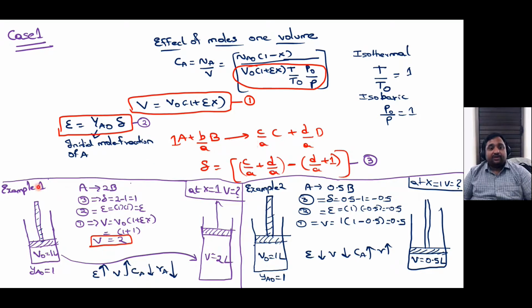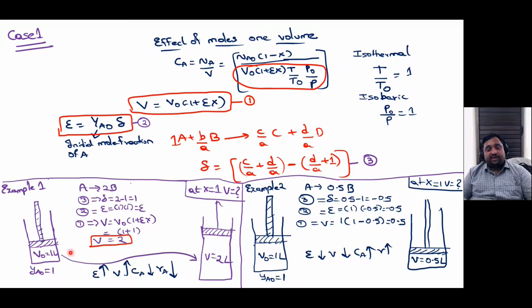Example 1: A is giving 2 moles. That means epsilon is positive. If we substitute 2 for the product moles, minus the reactant which is 1, 2 minus 1, delta is equal to 1. And epsilon is equal to the initial mole fraction times delta.